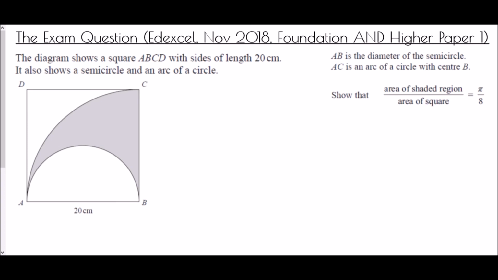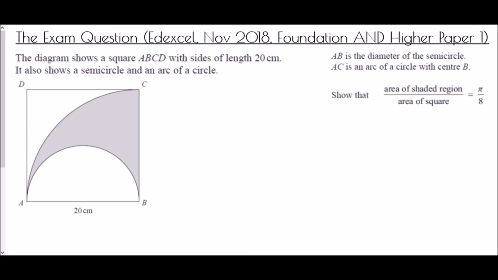So it states that the diagram shows a square ABCD with sides of length 20 centimetres. It also shows a semicircle and an arc of a circle. AB is the diameter of a semicircle, AC is an arc of a circle with centre B. Show that the area of shaded region over the area of the square equals pi over 8.